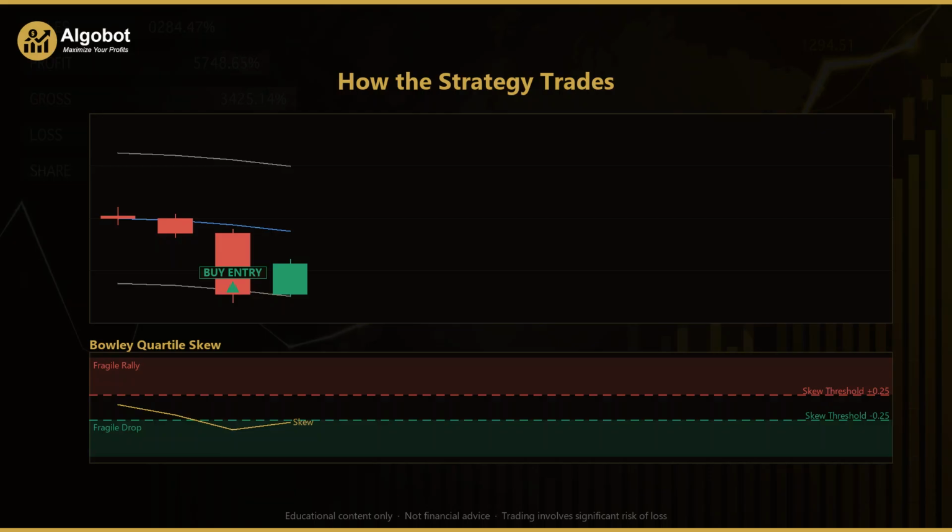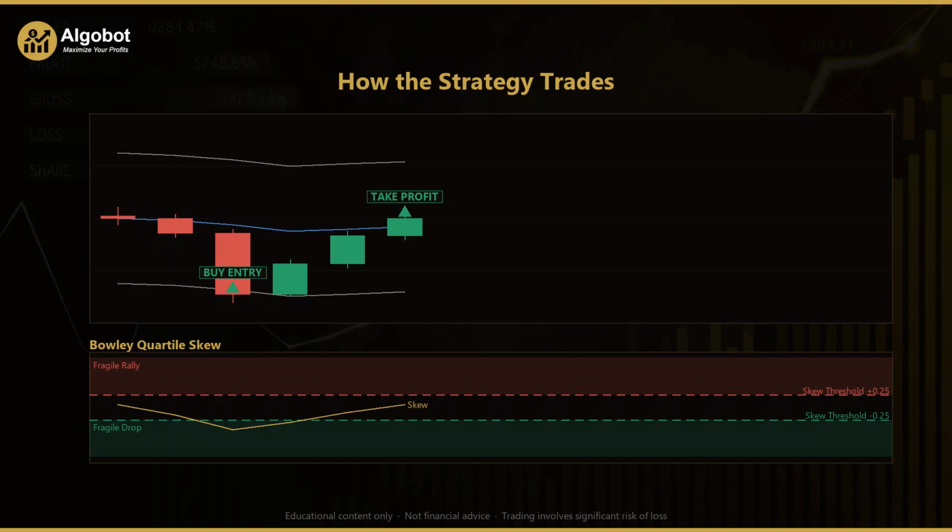Watch the opening candles. Price drifts gently, hugging the baseline, and the skew reading hovers near zero. There is nothing fragile and nothing stretched, so the strategy simply waits. Then on the third candle something changes sharply. Price drops in one aggressive move, punching well below the lower stretch band. This is the kind of stretch the strategy is built to examine.